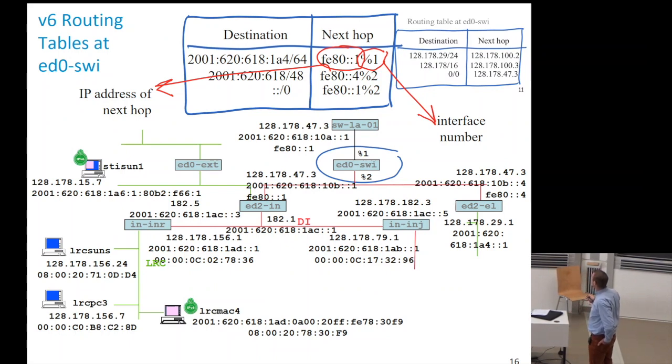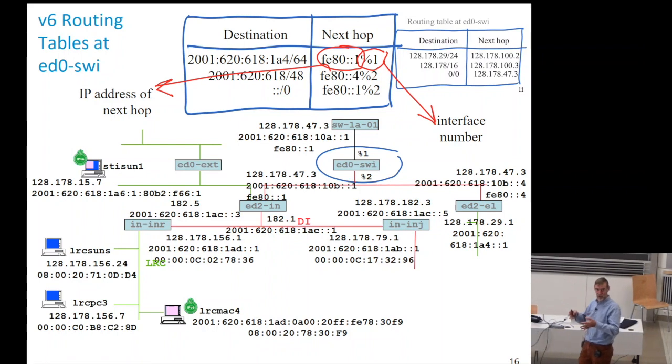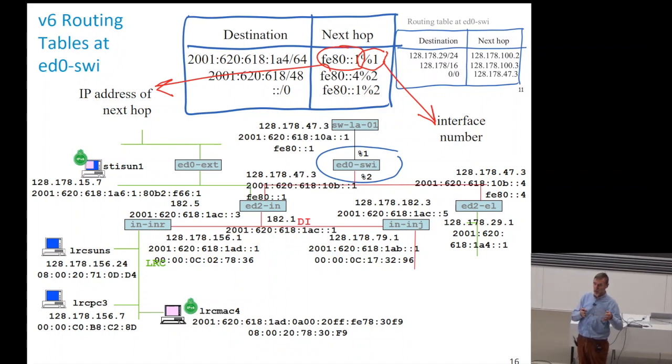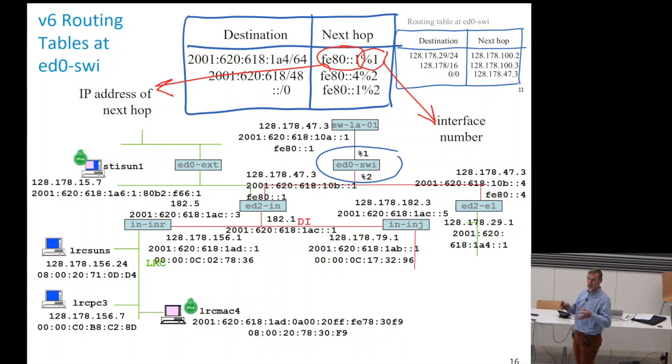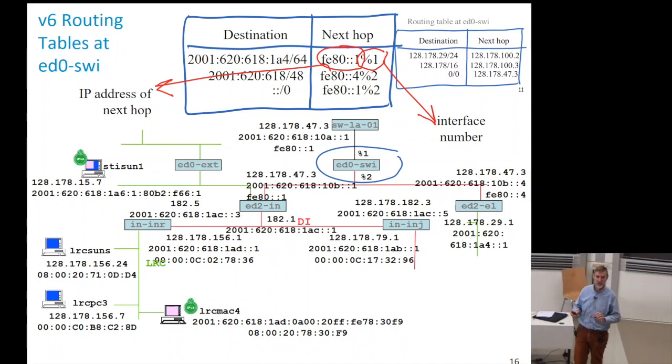Here is the same routing table at the same machine that we've seen before, but in IPv6. So IPv4 and IPv6 are two separate things. So a router, like a host, typically has both an IPv4 interface and an IPv6 interface, and both an IPv4 routing table and an IPv6 routing table. The two routing tables may be completely separate. They are not derived one from the other.